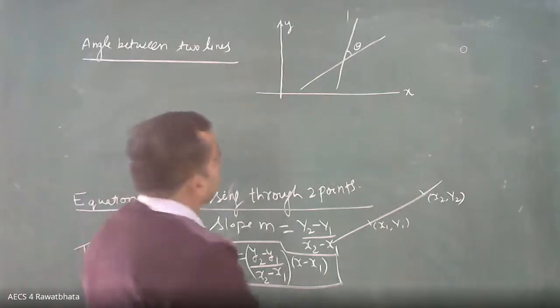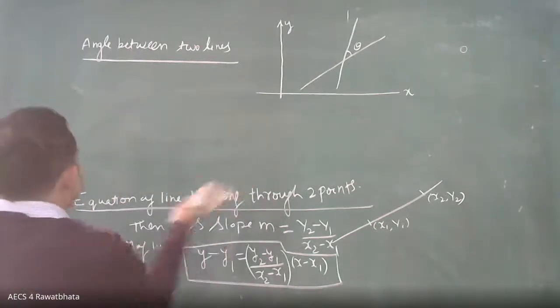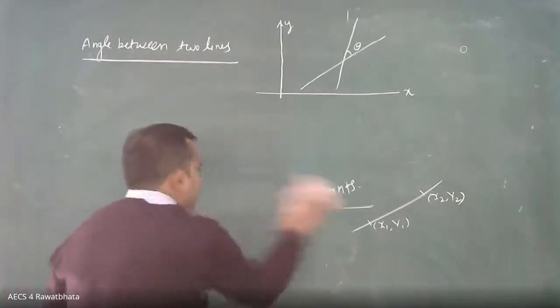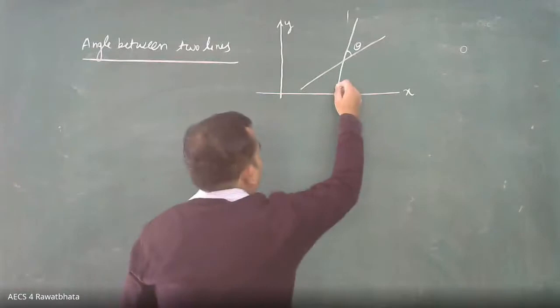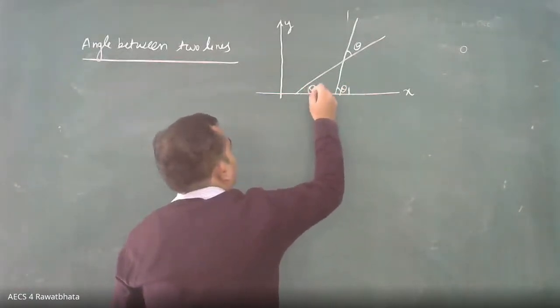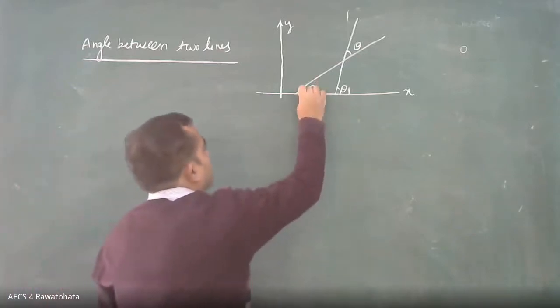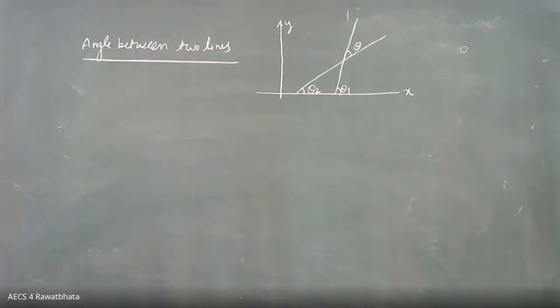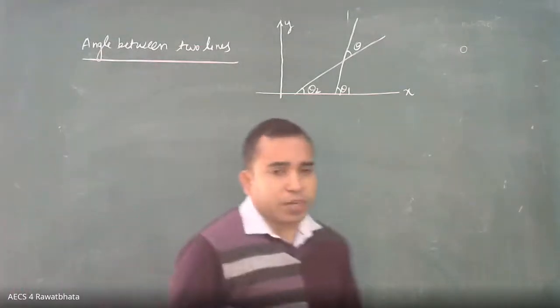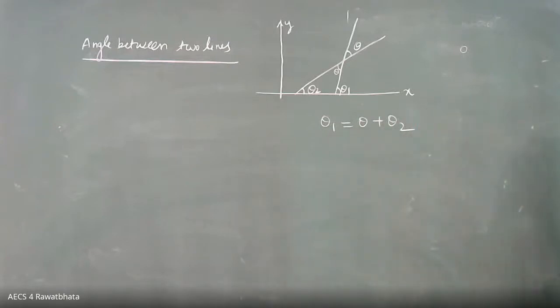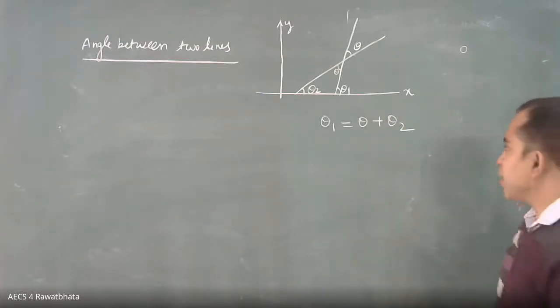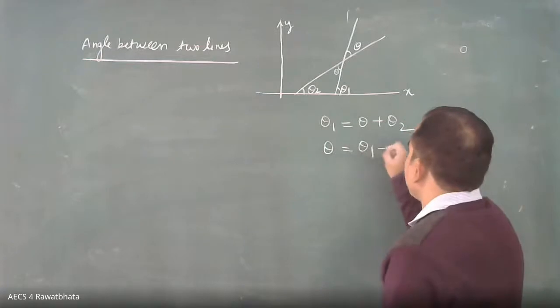So let us do some experiment for that. The experiment is that let us extend these lines up to the x-axis and suppose the angles that they make with the x-axis are theta 1 and theta 2. Then can someone tell me the relation between theta, theta 1 and theta 2? Exactly, theta 1 is equal to theta plus theta 2. The exterior angle is equal to the sum of the 2 opposite interior angles. So theta 1 equals theta plus theta 2, and here I get theta equals theta 1 minus theta 2.